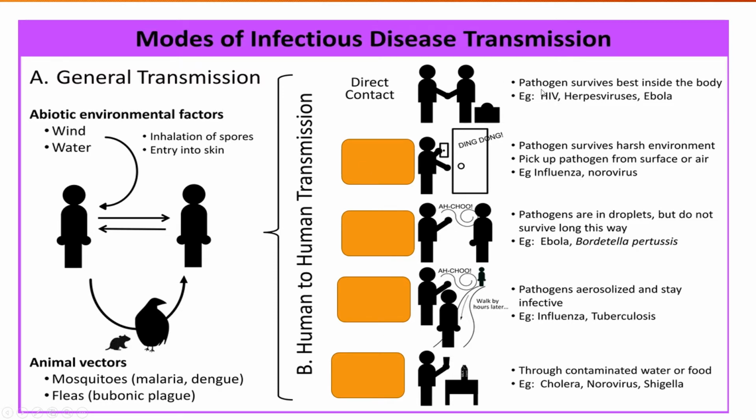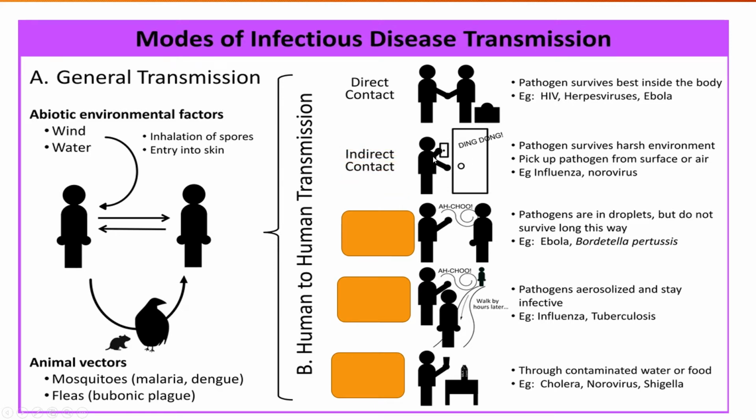And then we have our human-to-human transmission. So first we have direct contact. This is where the pathogen survives best inside the body. So a lot of things, your STDs are going to be in this category because you need to touch the other person to be sexually transmitted. Ebola is also on that list.